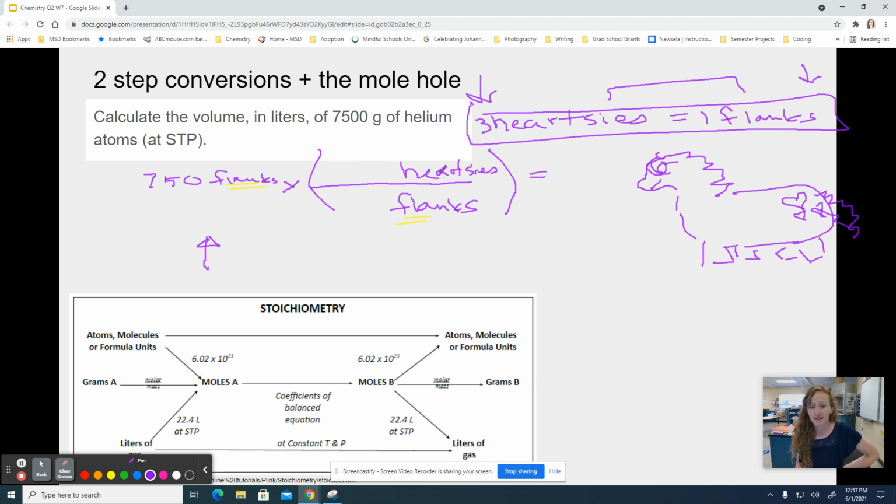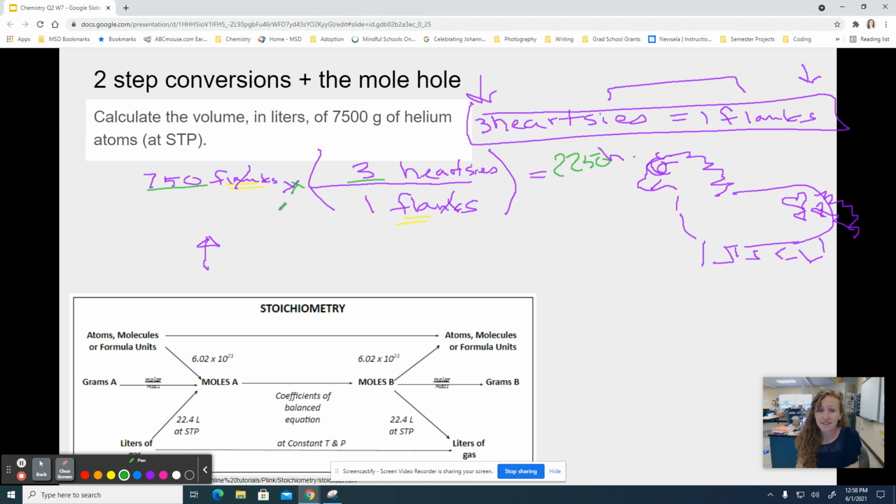So I set up my units completely. I know that flanks will reduce out. I'm going to be left with heartsease. I'll abbreviate it there. And it's going to be 3 heartsease per 1 flank. So all I do here now on my calculator is I'm going to take my numbers, 750 times 3 divided by 1, and I'm going to get my answer, which is going to be 2,250 heartsease. So this is the beauty of dimensional analysis.